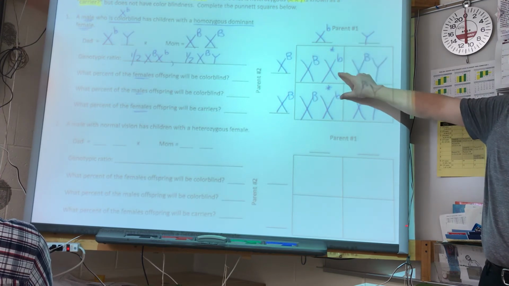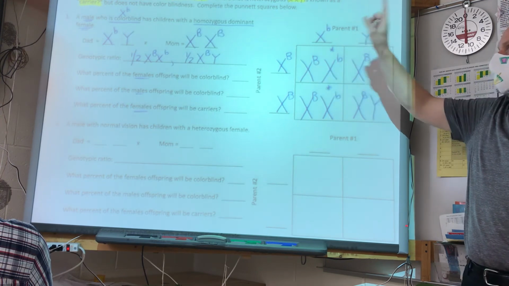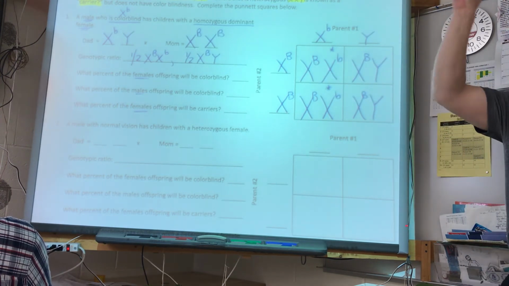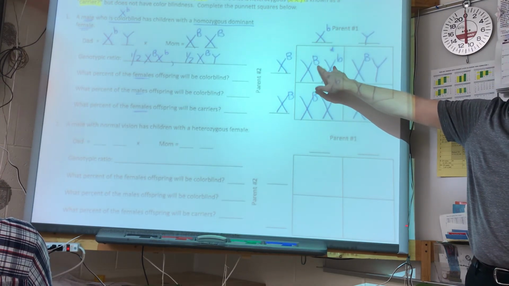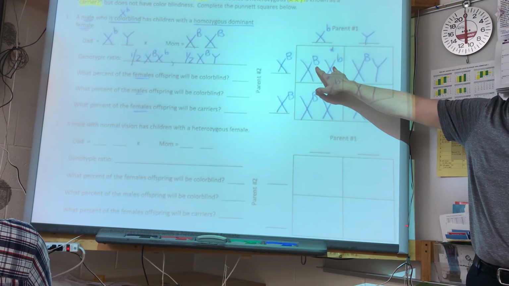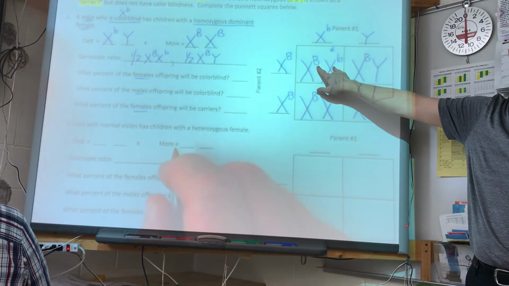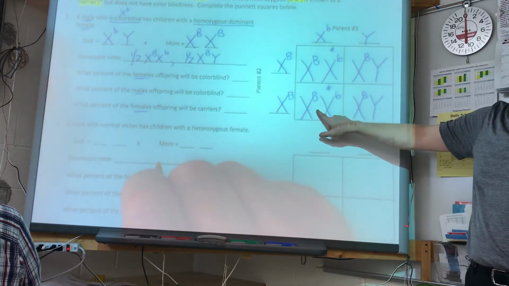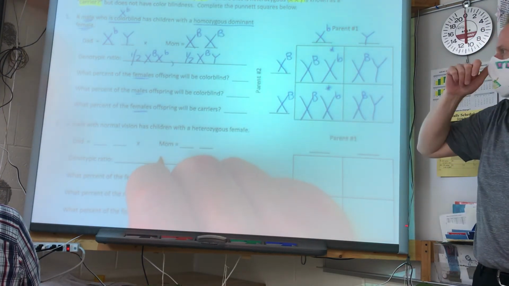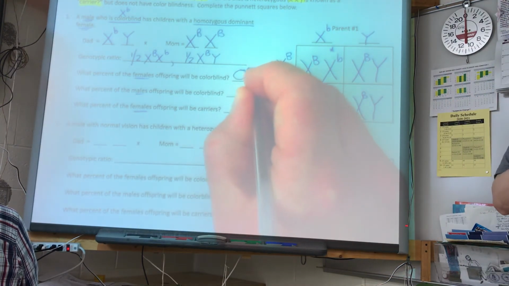Of the females, how many are going to be colorblind? Remember, if there's a dominant allele, the dominant allele overpowers it. Is there a dominant trait allele here? And what is that dominant trait? Normal or colorblind? Normal. So what is this female going to be? Normal, right? What about this one? Normal, right? So of this, how many females are going to be colorblind? 0. 0% of the females are going to be colorblind.